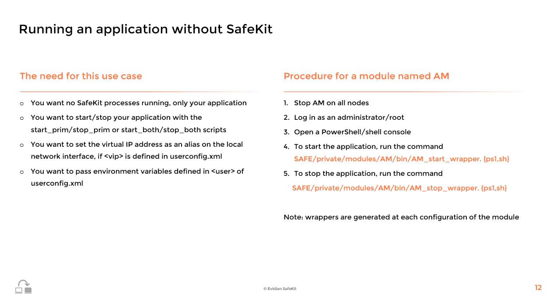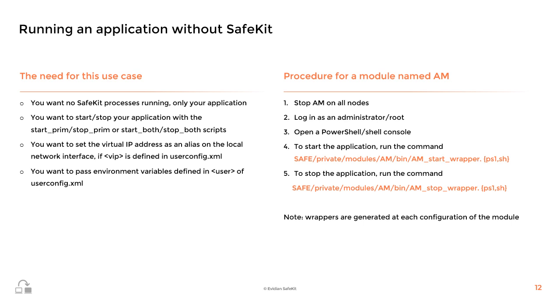You want to set the virtual IP address as an alias on the local network interface if a VIP tag is defined in userconfig.xml. Lastly, you want to pass environment variables defined in the user tag of userconfig.xml to the start and stop scripts. Now let's examine the procedure for a module named AM.